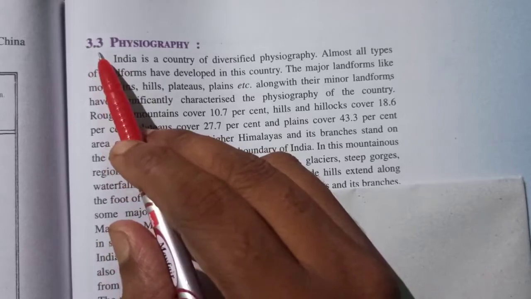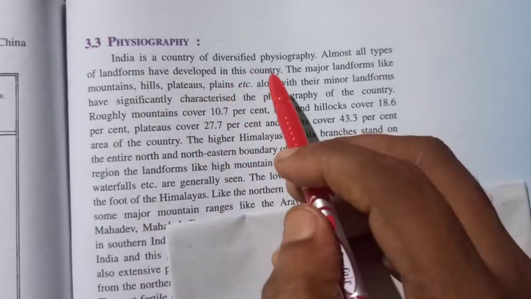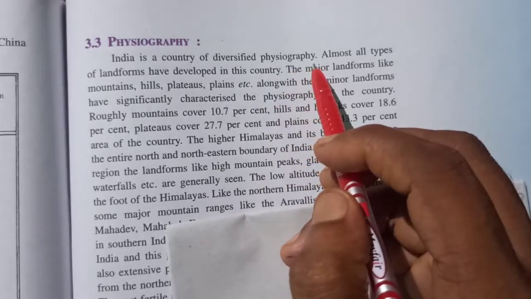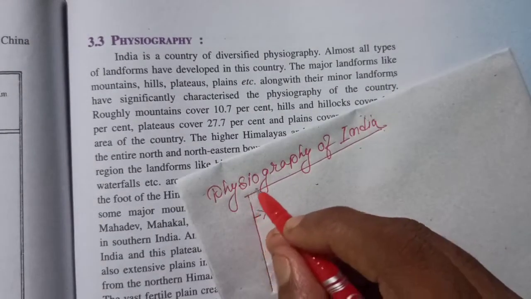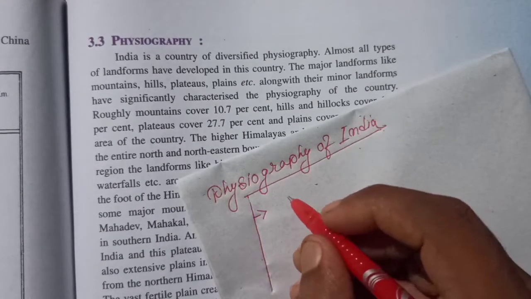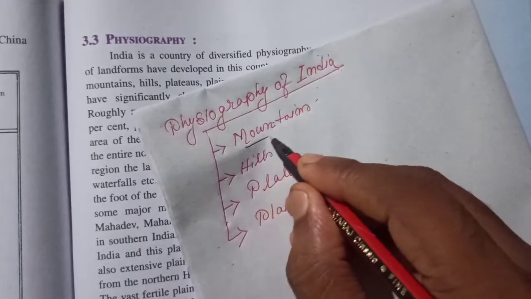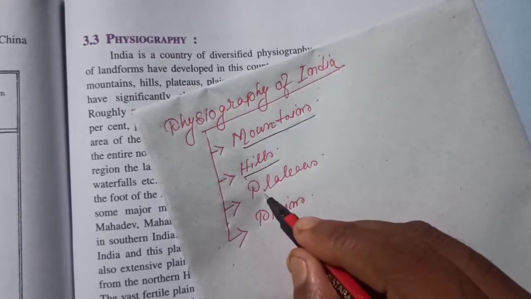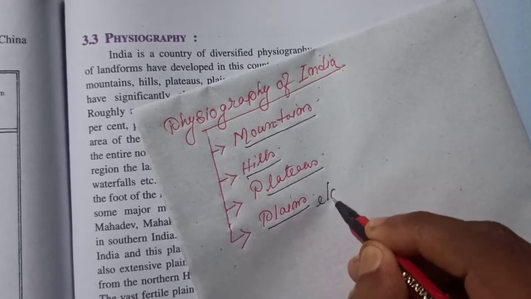Now see 3.3 Physiography. India is a country of diversified physiography, meaning so many types of landform are there. Now I will explain serially. Among the different types of physiography, the major landforms are mountains, hills, plateaus and plains, etc.